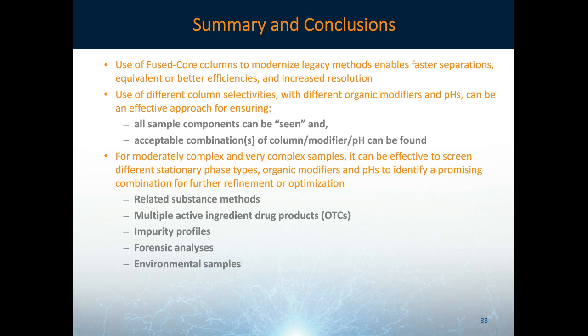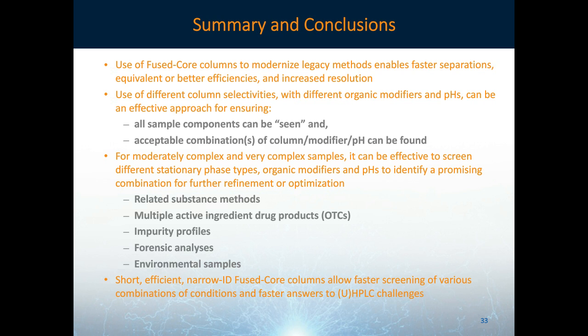For moderately complex and very complex samples, it can be effective to screen different stationary phase types, organic modifiers, and pHs to identify a promising combination for further refinement or optimization. And this is for related substance methods, multiple active ingredient drug products, or OTCs, impurity profiles, forensic analyses, and environmental samples. Short, efficient, narrow ID Fused-Core columns allow faster screening of various combinations of conditions and faster answers to UHPLC challenges.